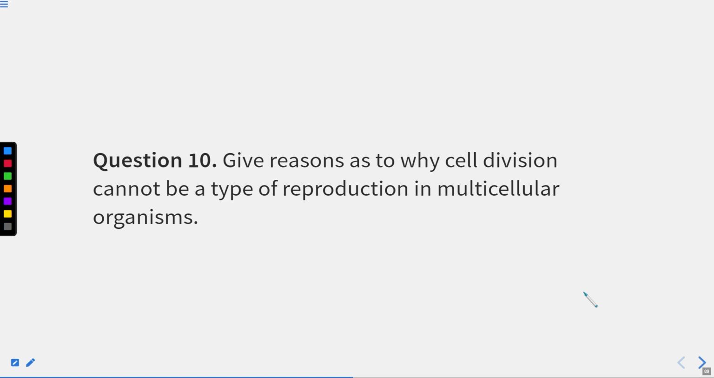10. Here we have to give reasons as to why cell division cannot be a type of reproduction in multicellular organisms. Cell division is a type of reproduction in asexual reproduction. During asexual reproduction, cell division takes place. Wherever cell division is taking place, you can say it is a kind of asexual reproduction. The primitive organisms which are unicellular and have simple body organization multiply by asexual methods such as binary fission, which is a type of cell division only, in which cell divisions take place.